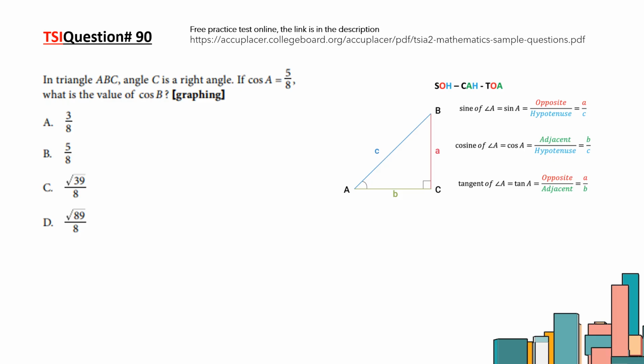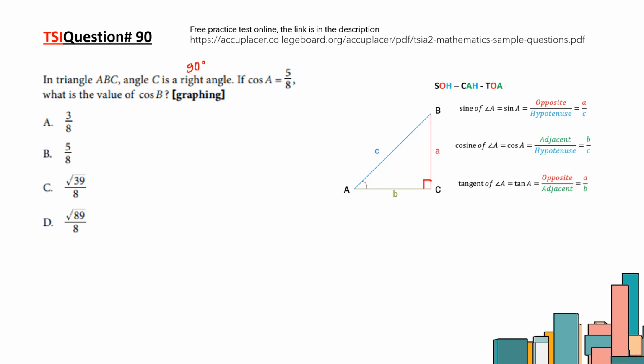So we have to understand SOHCAHTOA. We have the right triangle, which has a right angle of 90 degrees, represented by a square like this. The two sides of the triangle that make up that 90 degree angle we call the legs. We have two legs and we have the hypotenuse.